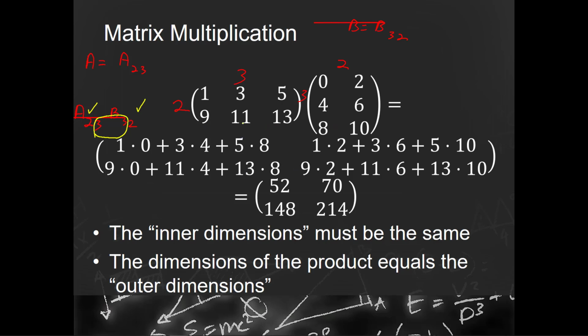And then similarly for the last one, we're going to multiply the elements in the second row by the elements in the second column of the other matrix. That's going to give us 9 times 2, 11 times 6, and 13 times 10. And then when we add all these up, we will get 52, 70, 148, 212. And that is pretty much how we multiply matrices.